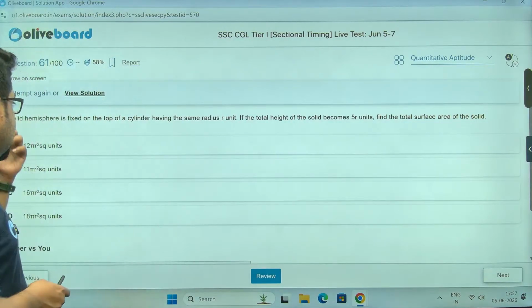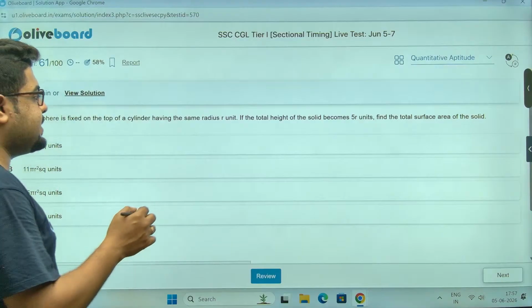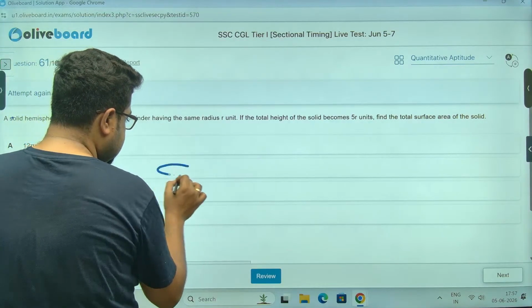A solid hemisphere is fixed on the top of a cylinder. Okay, sir.